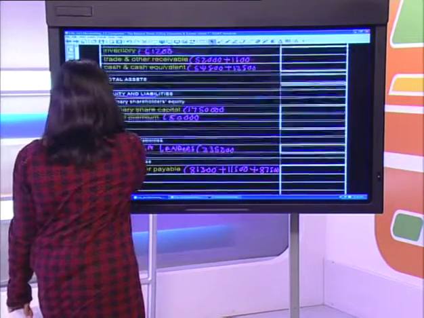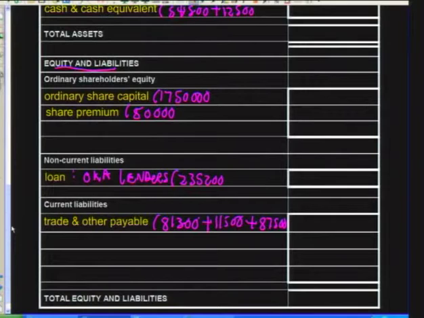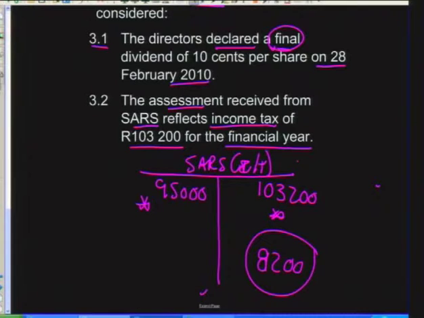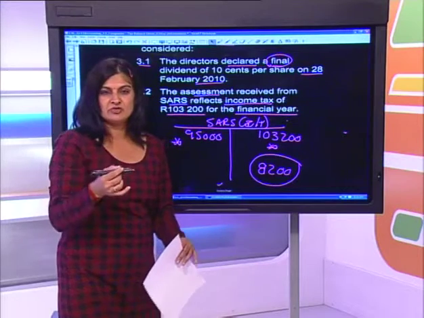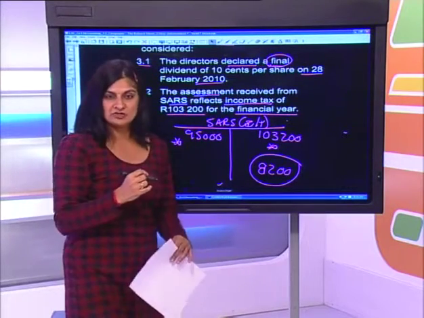Okay, so in our balance sheet, under current liabilities, trade and other payables, I'm now adding on the balance that I still owe the receiver, 8,200. Right, let's go back to that information. And let's look at whether we need to take that information through to the appropriation account.